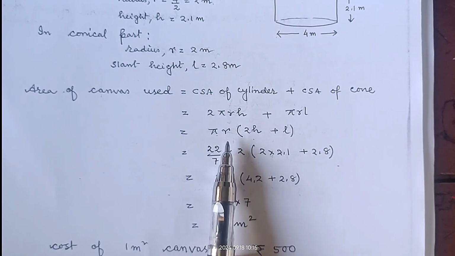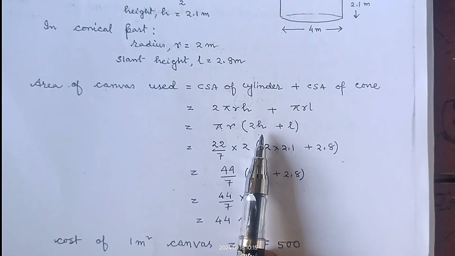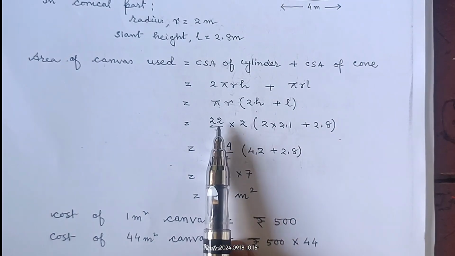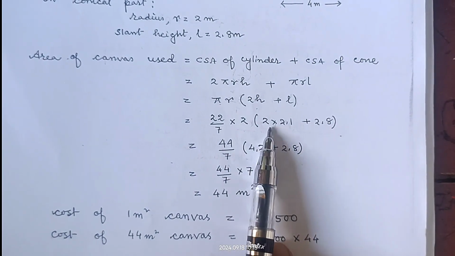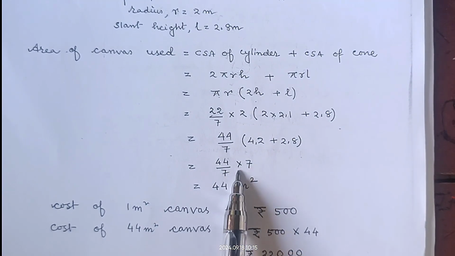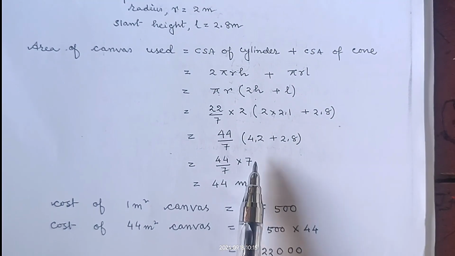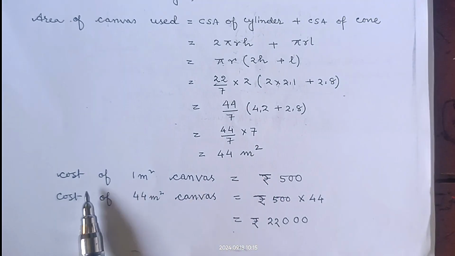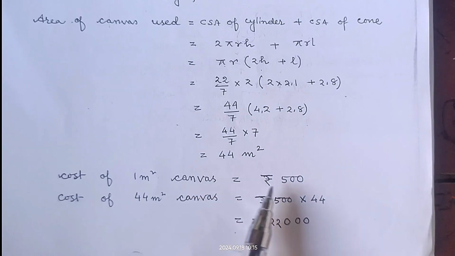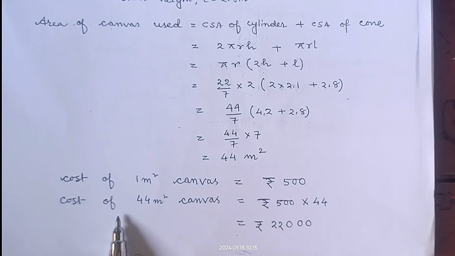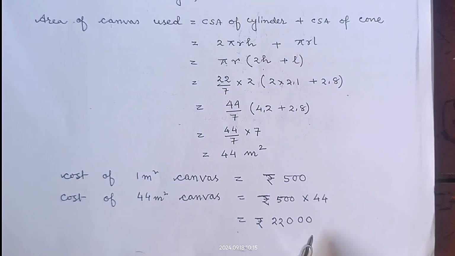Pi is 22 by 7, the radius is 2, twice the height is 2.1 meter, plus the slant height, which is given as 2.8 meter. Now 22 into 2, 44 by 7, 2 into 2.1 is 4.2 plus 2.8. If I add these two I will get 7, and 7 and 7 will cancel, so we will get 44 meter square. Now it is given that the cost of 1 meter square canvas is rupees 500 and we have to find the cost of 44 meter square. Therefore the cost of 44 meter square canvas will be 500 into 44, which will give 22,000.